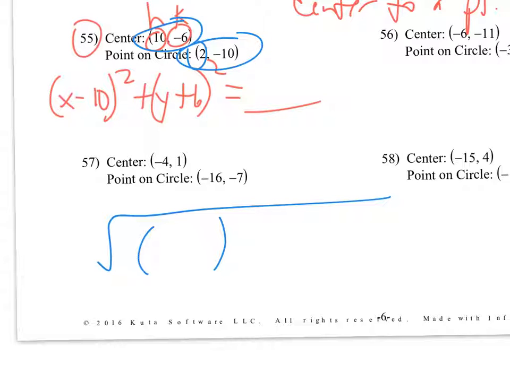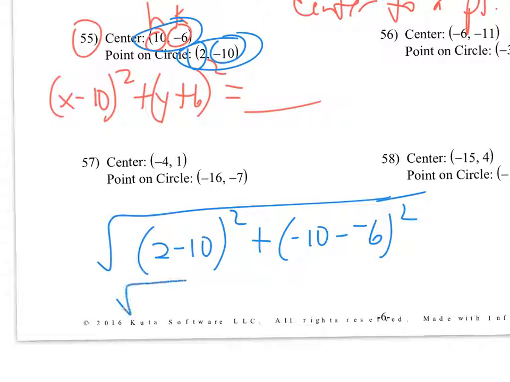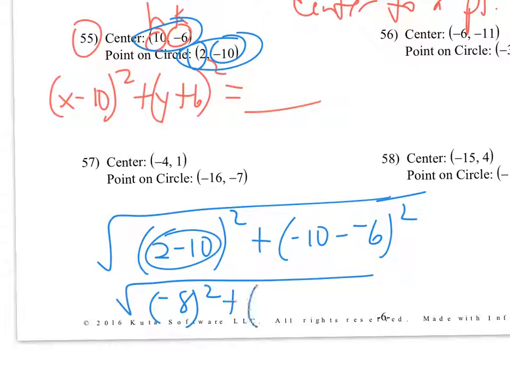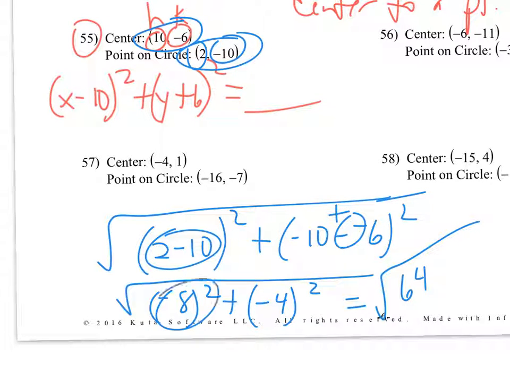So I'm going to take x2, 2 minus 10, I'm going to square it, plus my y2, which is negative 10, and then minus a negative 6, so you need to be careful with signs there. So this is the square root of negative 8 squared. 2 minus 10 is negative 8. And then here, this becomes plus. So negative 10 plus 6 is negative 4 squared. That equals the square root of 64. Negative 8 squared is 64. Plus negative 4 squared is 16. So this ends up being the square root of 80.